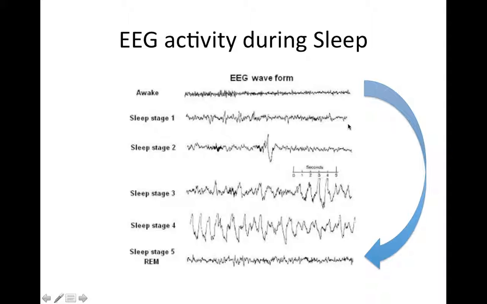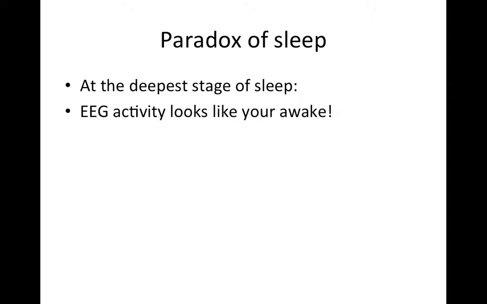But one of the funny things about this deepest state of sleep is that it's almost indistinguishable from awake EEG activity. So if we were to compare these top 2 figures, what we find is that they're nearly the same. This is the paradox of sleep. In other words, at the deepest stage of sleep, REM sleep, rapid eye movement sleep, the EEG activity looks like you're awake.